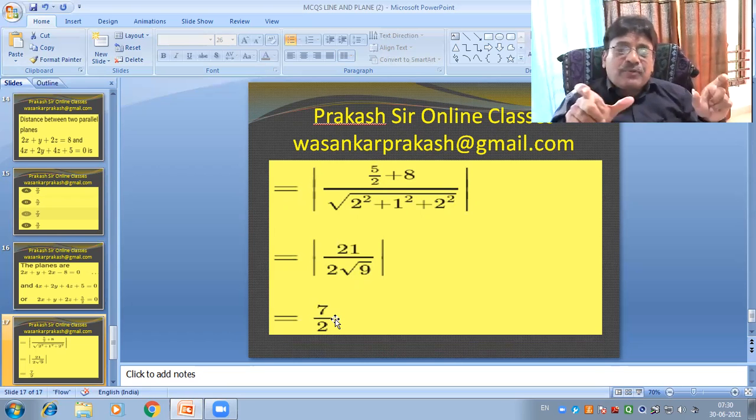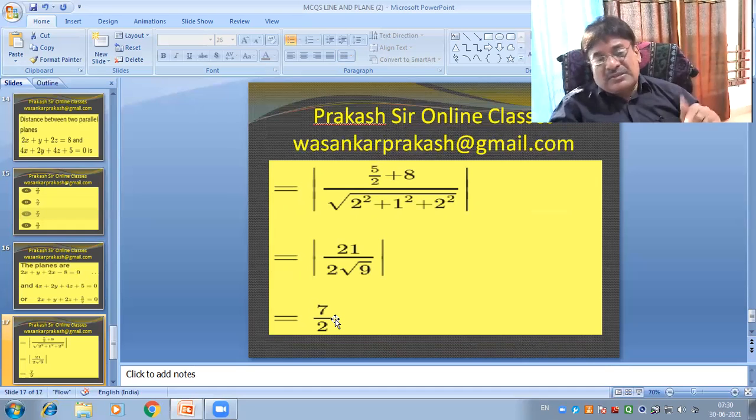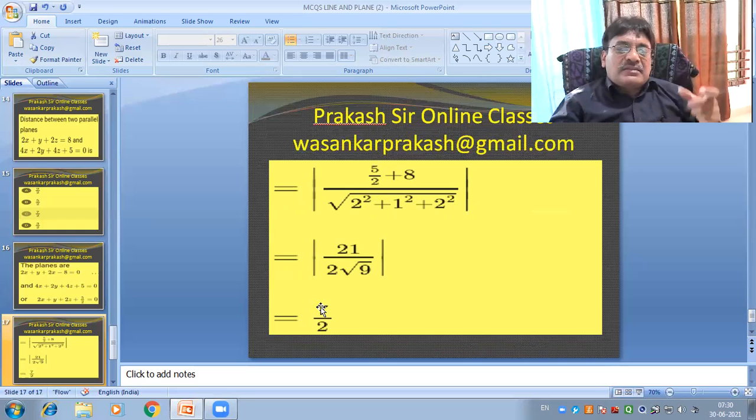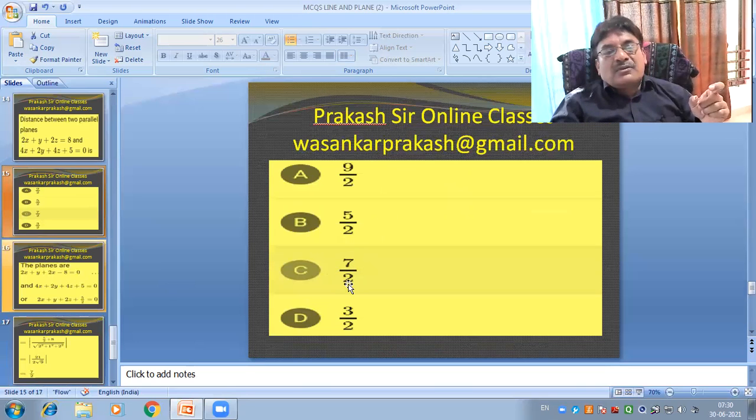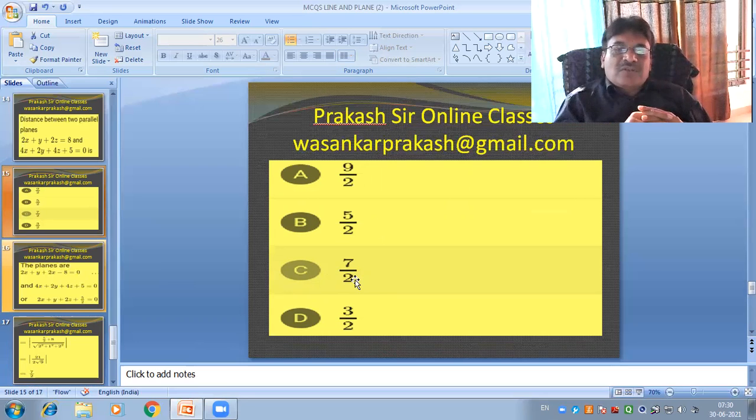So here we use the key point: the distance between parallel planes is equal to, in the numerator, the difference between the constant terms upon under root coefficient of x square plus coefficient of y square plus coefficient of z square. So this is one simple multiple choice question. The required distance between the parallel planes is 7 by 2. C is the correct option. In this way, we solve the multiple choice questions.